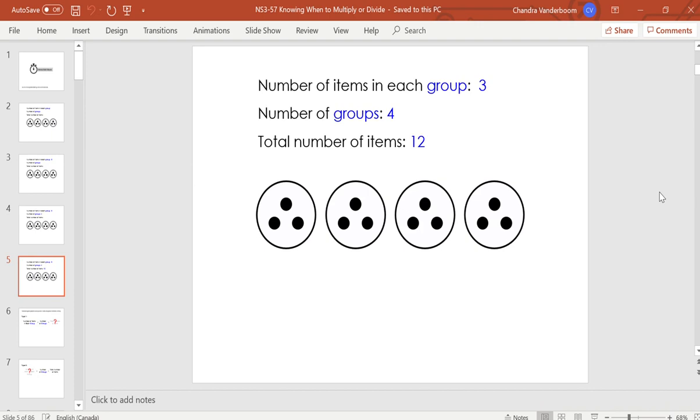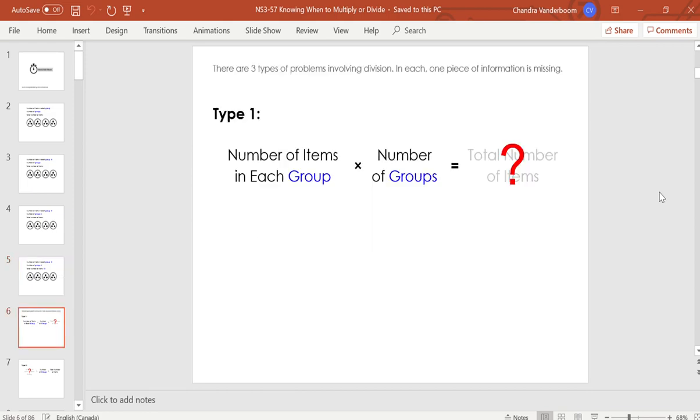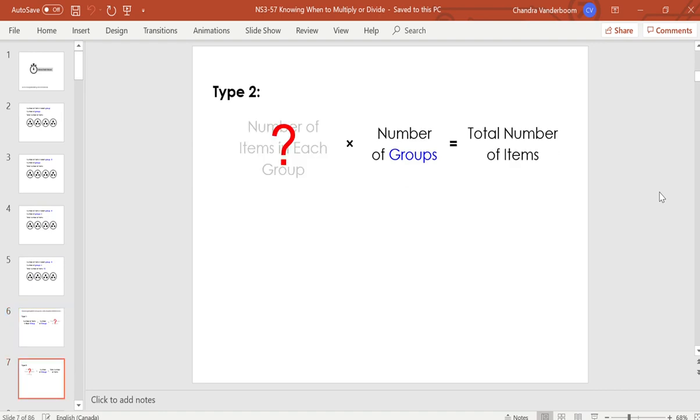But sometimes we don't get all the information we need. So we might have a question that tells us the number of items in each group, and it tells us the number of groups, but we don't know what the total number of items is. So we need to be able to figure that out. Or sometimes we might know the total number of items, and we might know the number of groups, but we don't know how many items are in each group. So we have to figure that out.